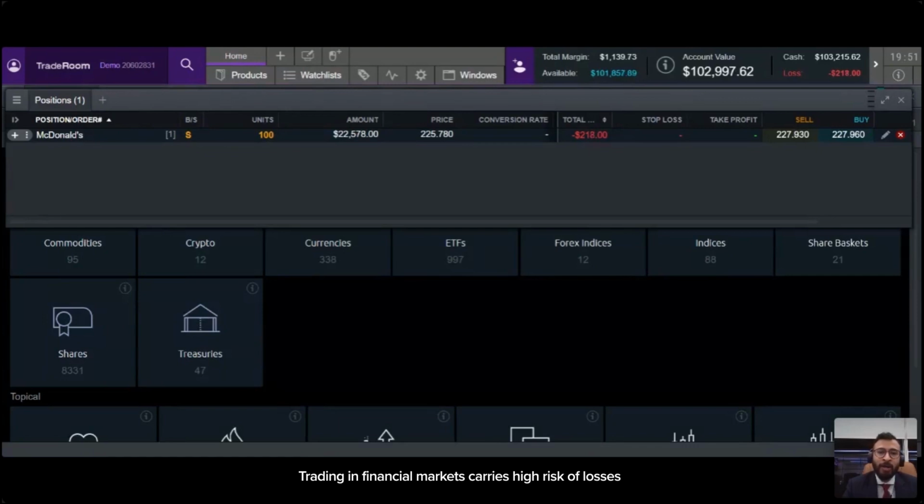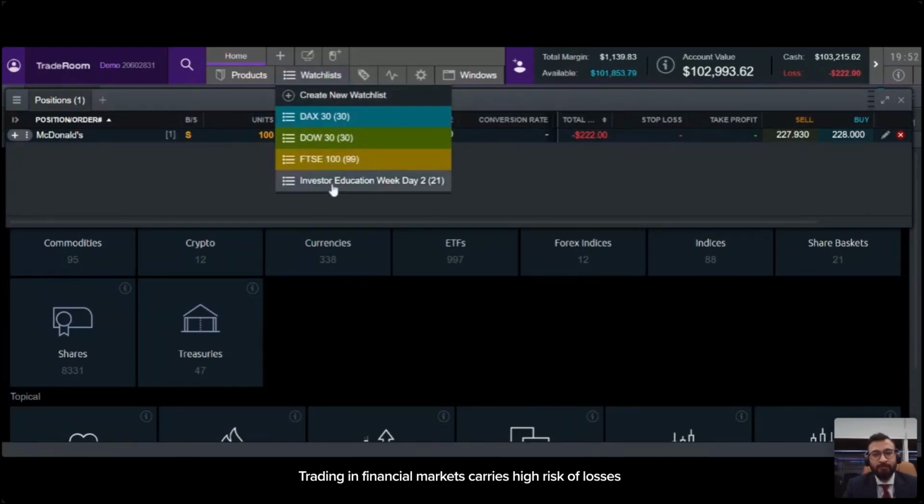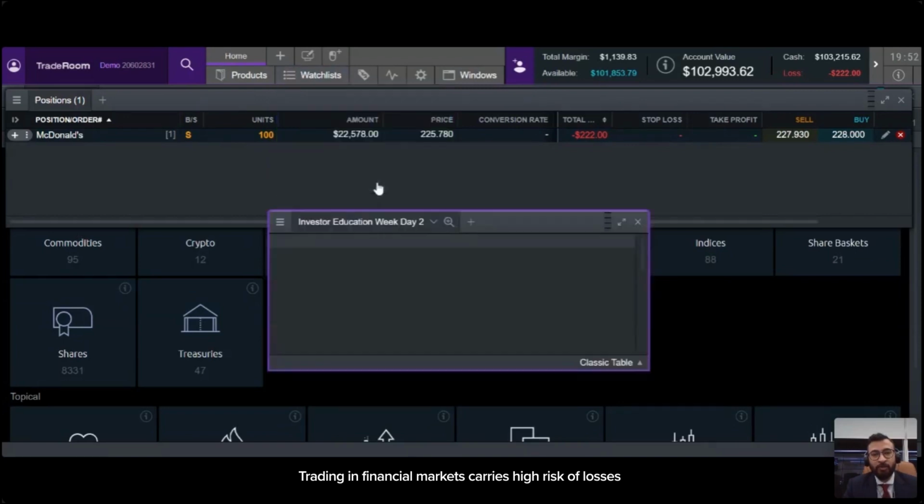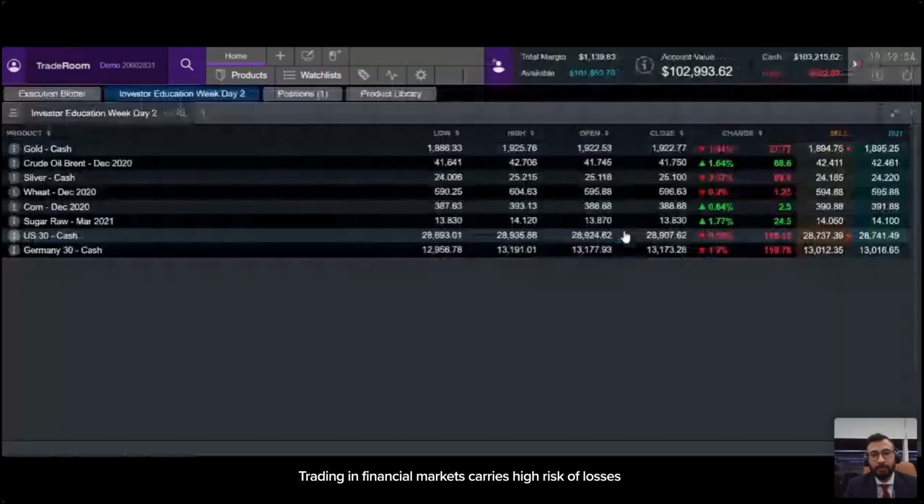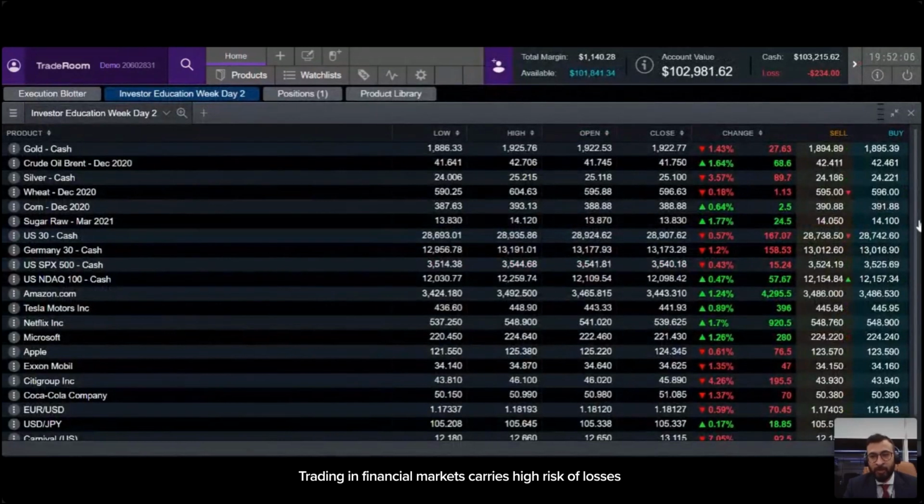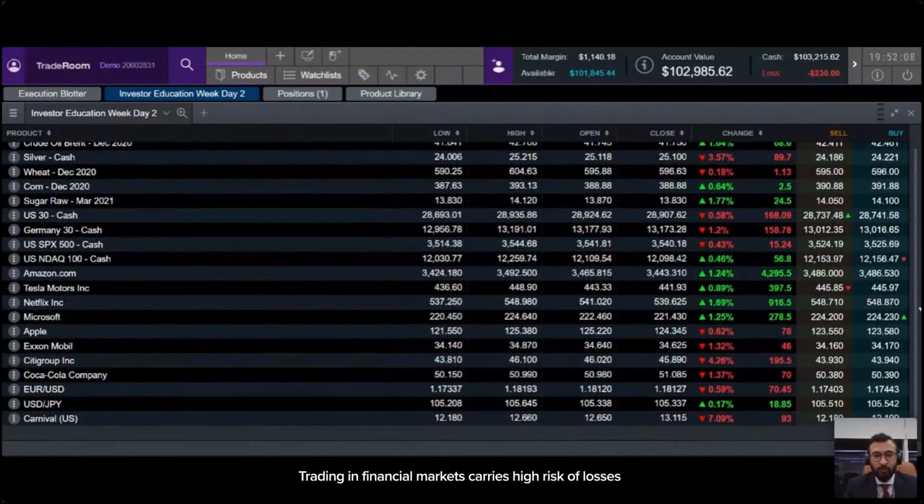Now, where in this platform do I find all this economic data? So today we'll focus on this. This is your watch list. Investor Education Week Day 2 is what we created yesterday. So I hope people who created their watch list are watching today. There are a lot of stocks which have gone up and down.